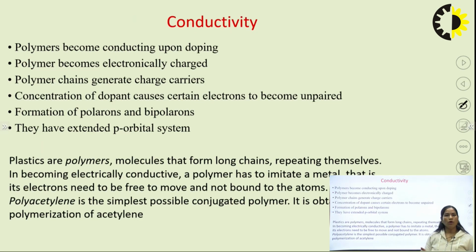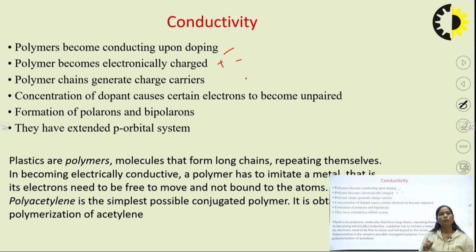Now, what are the properties of a conducting polymer? Why does a polymer become conducting in nature? The first is that a polymer becomes conducting upon doping. It means if we dope a polymer which already has some pi electrons in it, it becomes conducting in nature. If polymers are electronically charged, meaning the molecule has a positive or negative charge on it, these charges can be delocalized over the whole polymeric structure, and the polymer becomes conducting in nature.